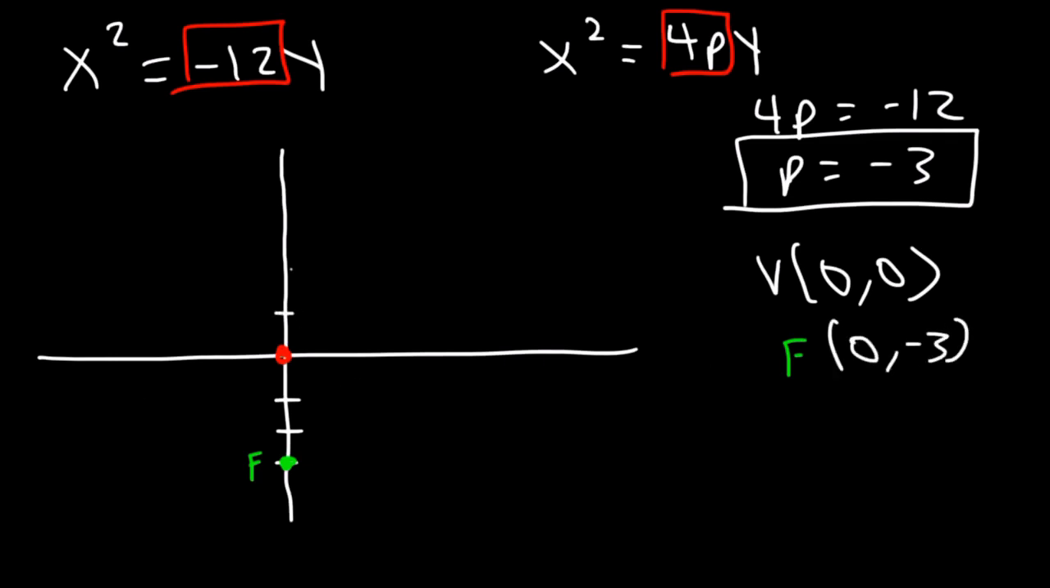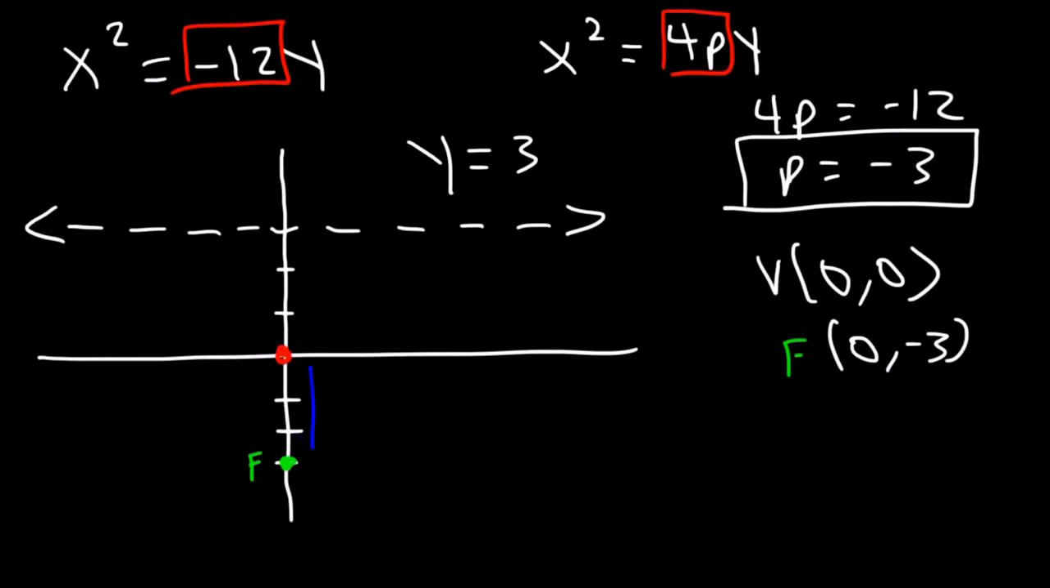Now if we go up 3 units, this will give us the equation of the directrix, which is a horizontal line, so it's y equals 3. Now to get the next point, if this is p, let's travel 2p units this way and 2p units that way. So if p is -3, then 2p is -6. But let's use the absolute value of 2p, 6. Let's travel 6 units to the right and 6 units to the left.